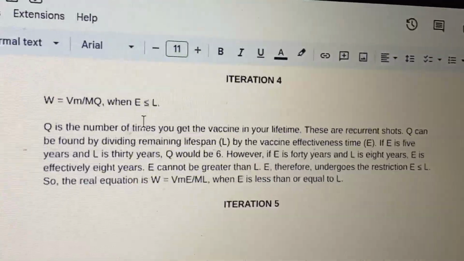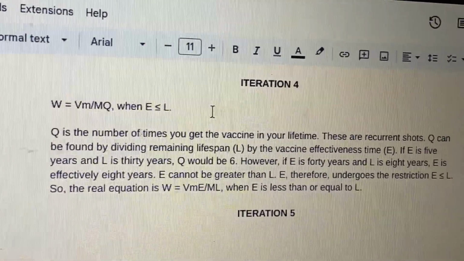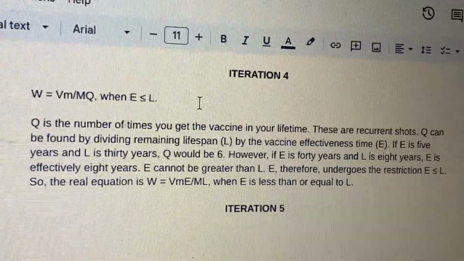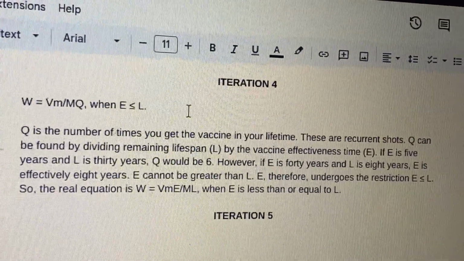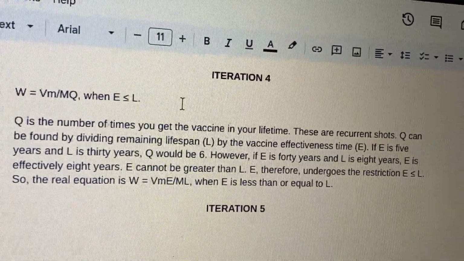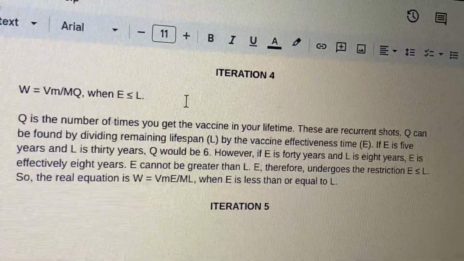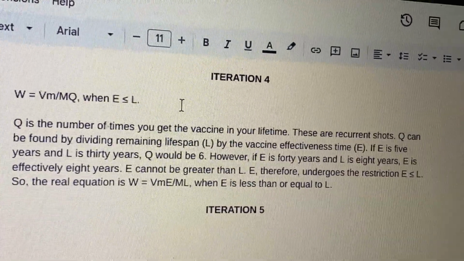Alright, iteration 4, this is where we include some weird things, Q, E, and L. So Q is the number of times you get the vaccine in your lifetime. So a vaccine effectivity, it isn't going to last forever. Like you get the flu shot every year. Stuff like that. So these are recurrent shots.